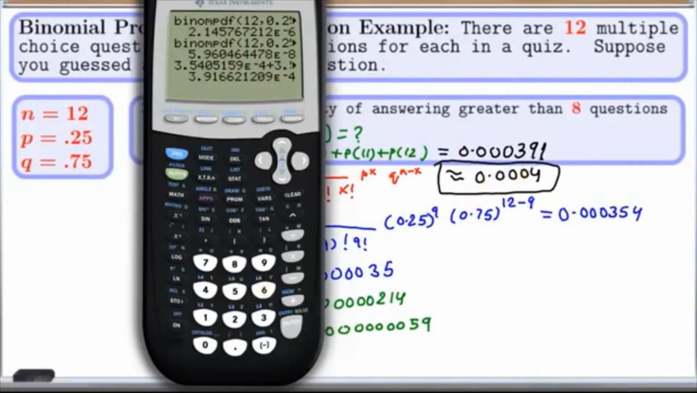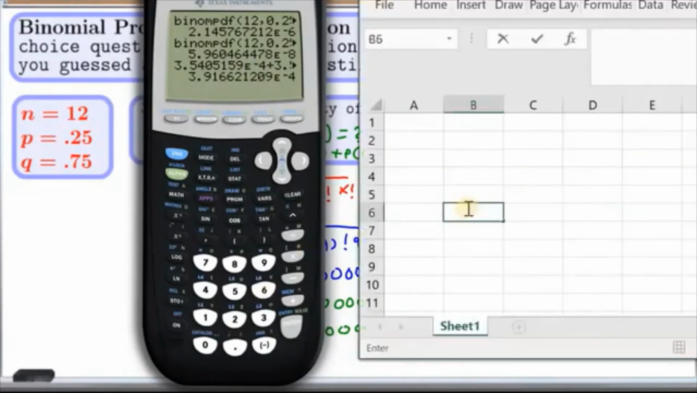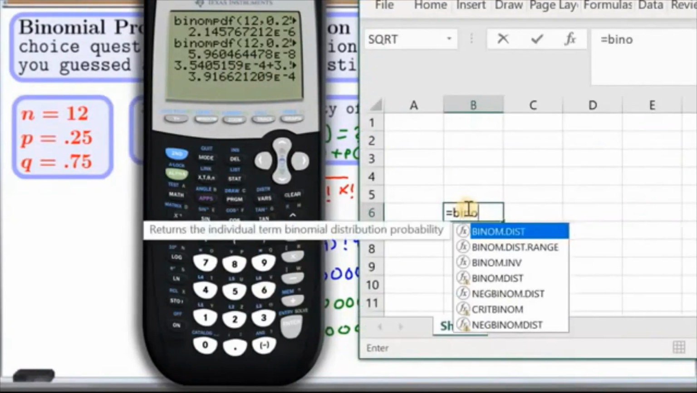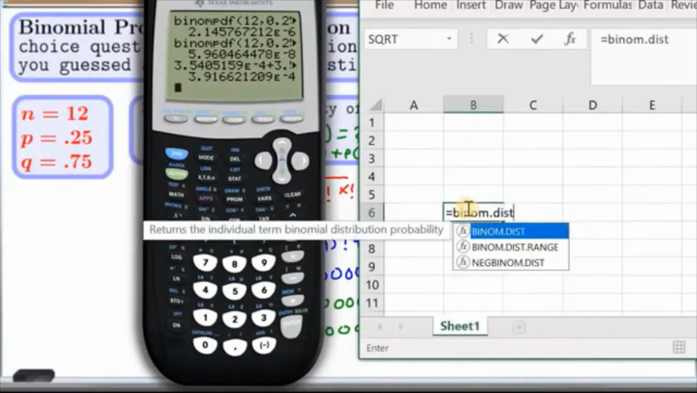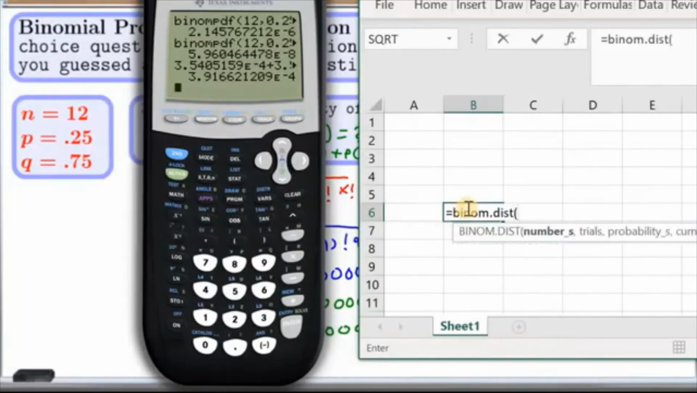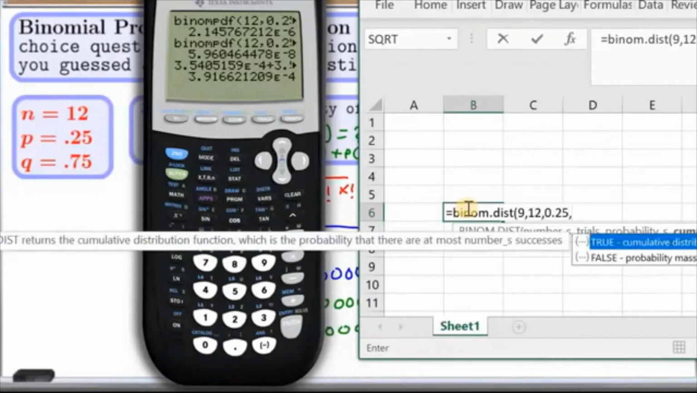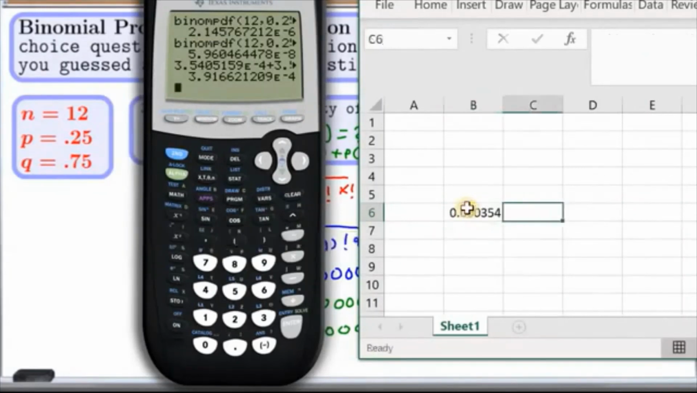Now let me show you how to find this probability using Excel. For that, type in equals, type in binomial dot dist, then put parentheses. Here number will be, since we are trying to find probability of 9, so number will be 9. Then comma, our trials is 12, then our p is 0.25. Since we want to find probability only at 9, we will use false. So we can just type false, or you can also type 0, then close your parentheses, then hit tab. So that's the probability for 9.